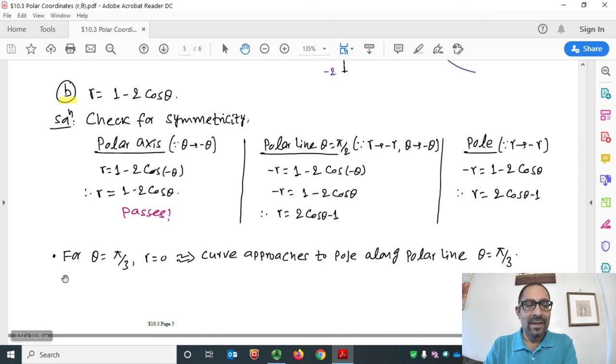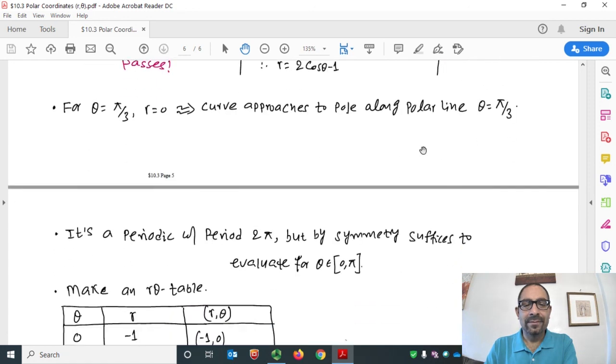Great. Now for theta equals pi third, the r value is 0. That means the curve approaches the pole along the polar line theta equals pi third. Great. So more or less we have the idea. Now let's move on.